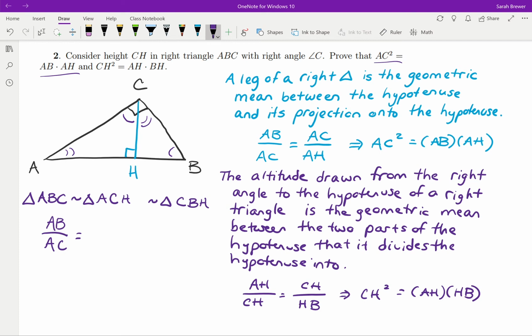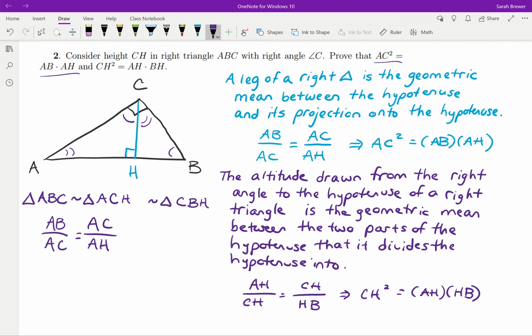So here we want to deal with, it looks like AH and AC. AH we can see is the longer leg in this medium triangle. AC is the longer leg in our original triangle. So longer leg in original triangle over longer leg in this new triangle. And again, I can cross multiply and get the desired result.